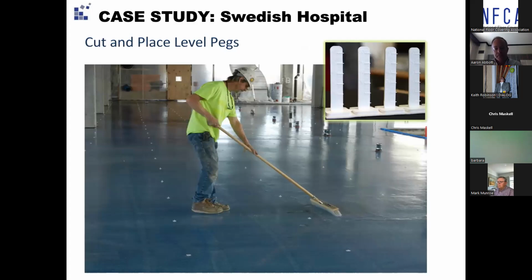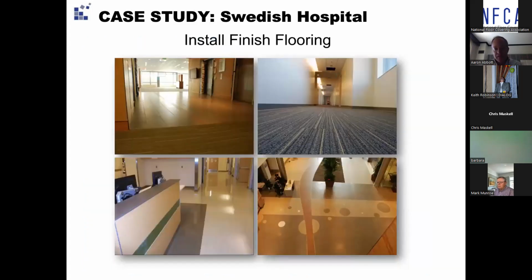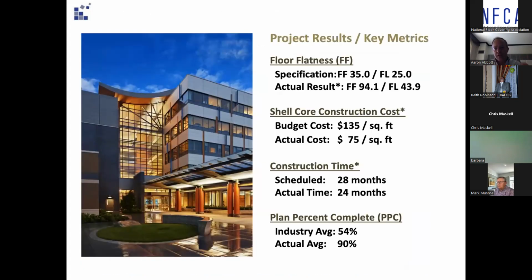Afterwards, the elevation pins are placed, and that system is also reprimed in this case, and then finished flooring was installed in the hospital and came out looking very nice. So in this case, and again, these results are available in a white paper that we can make available, but just very briefly, floor flatness, the specification I think was FF35. The actual result initially was something like 94. It did deflect a little bit after that to something in the 80s, but very, very flat.